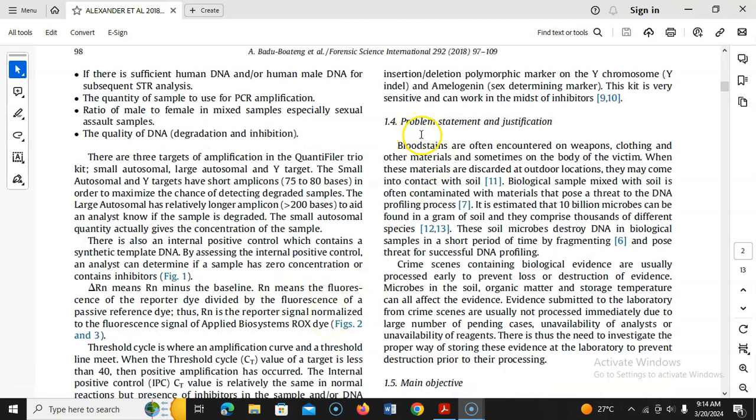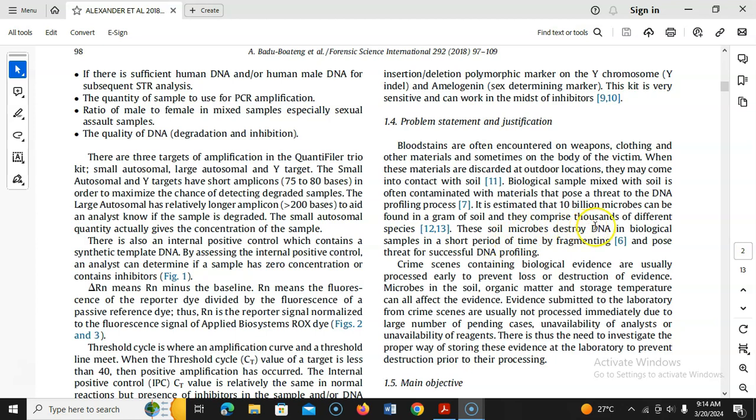So let's go to the problem statement and justification. That's the problem that the scientists tried to solve and why they did this research in the first place. Bloodstains are often encountered on weapons, clothing, and other materials, and sometimes on the body of the victim. When these materials are discarded at outdoor locations, they may come into contact with soil. Biological sample mixed with soil is often contaminated with material that poses a threat to the DNA profiling process.